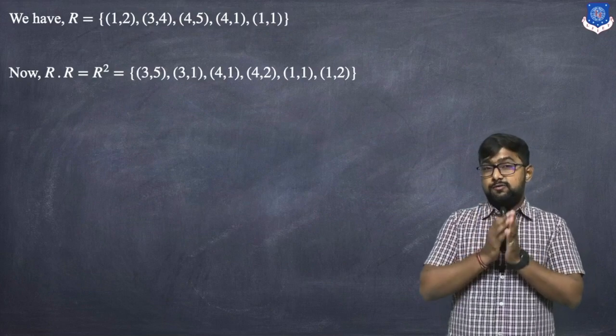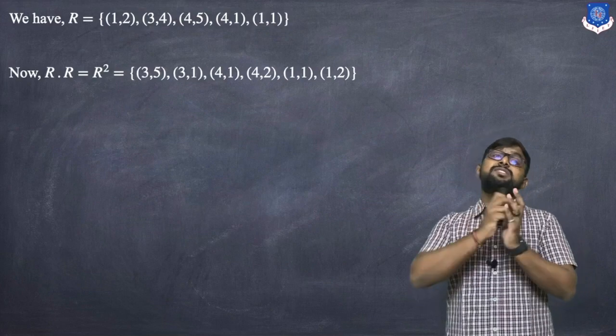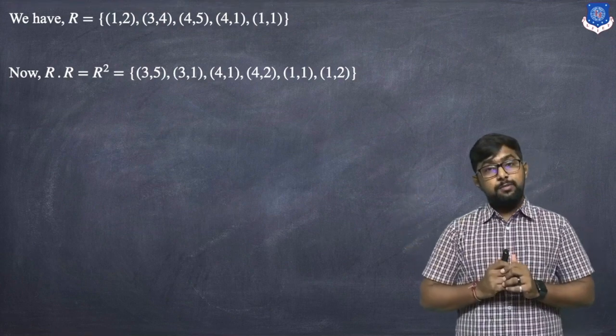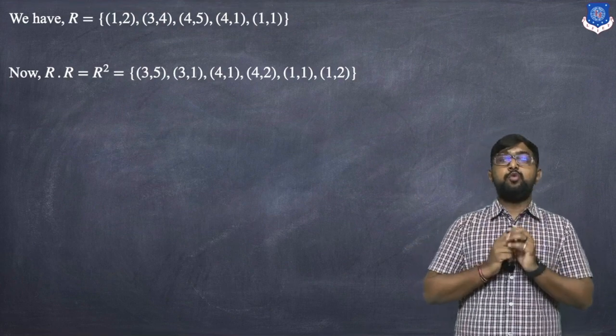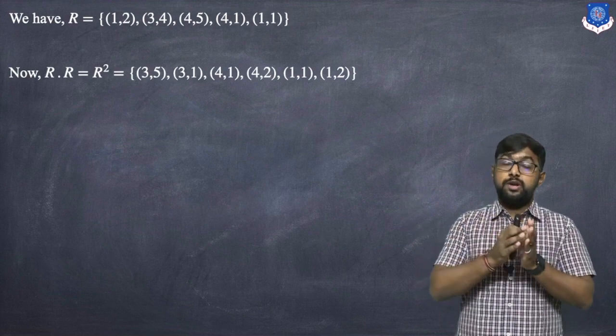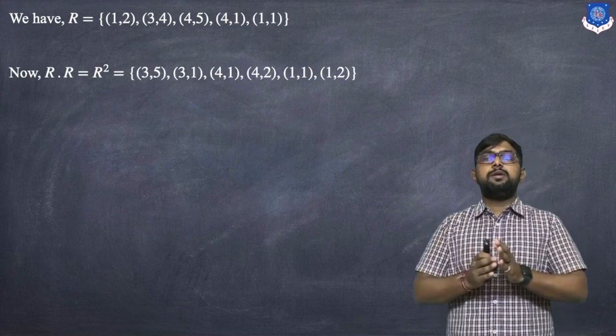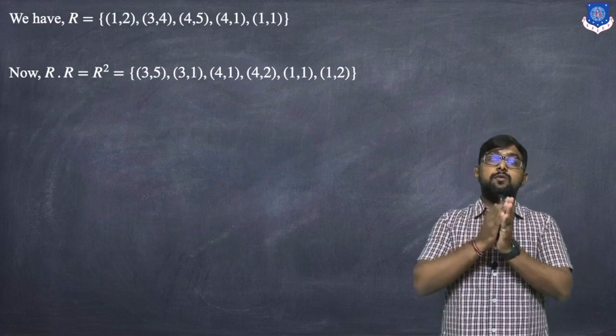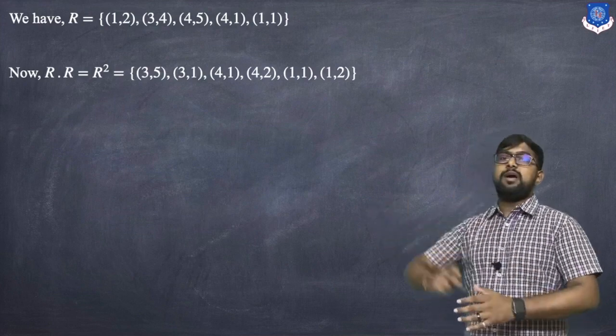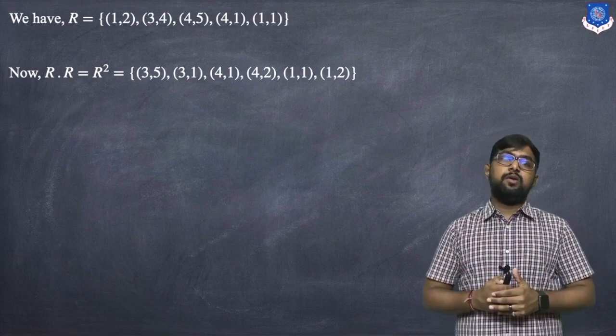Now next, 4 is related to 1 and 1 is related to 2. So the (4,2) pair will be there. And last, 1 is related to 1 and 1 is related to 1, so (1,1). And next, 1 is related to 1 and 1 is related to 2. So the (1,2) pair will be there. So this is how you can calculate R square.